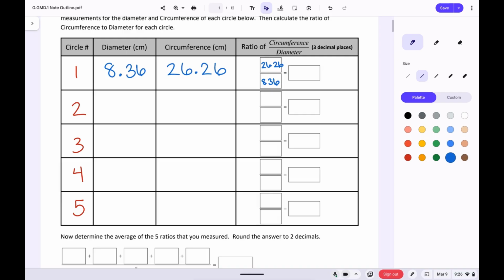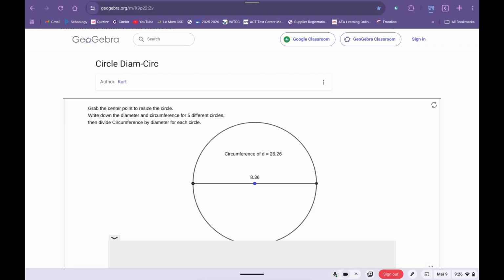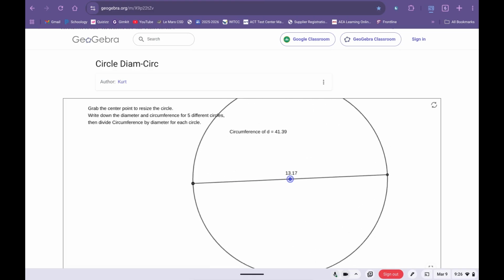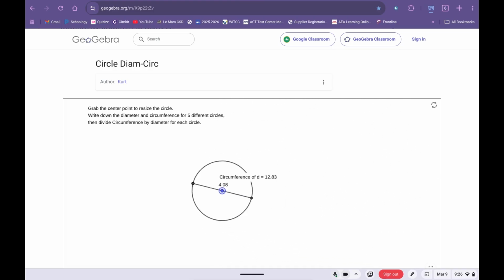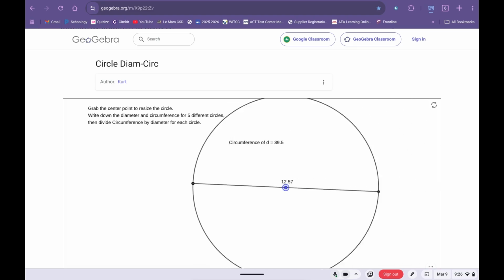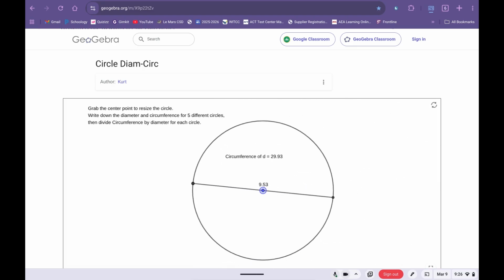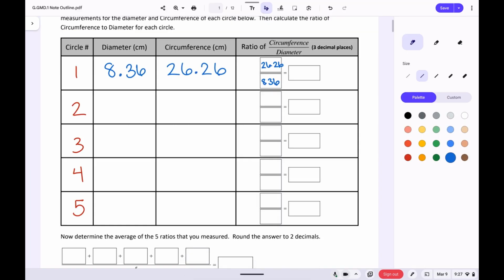But what I want you guys to do now is you're going to go to the website, and then you're going to change your diameter. So on here, you're going to grab the center dot, and you're going to move your circle. You can make it small. You can make it really big. I don't care what you do for these other numbers, but you need to now go do this 4 more times to fill out the rest of your chart.